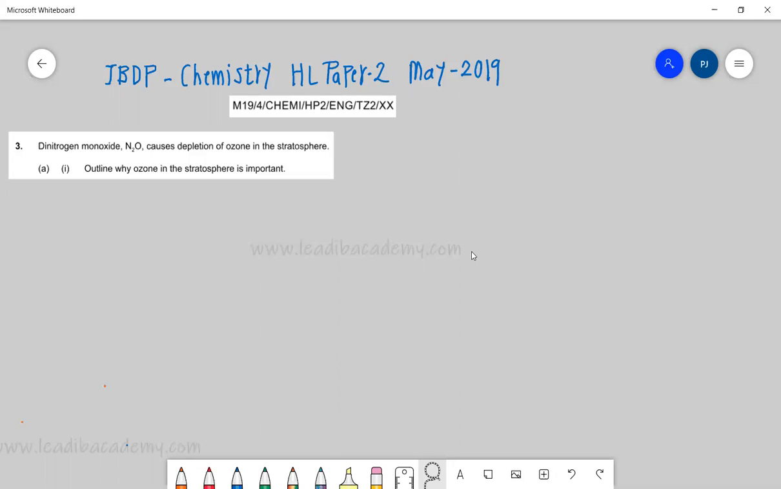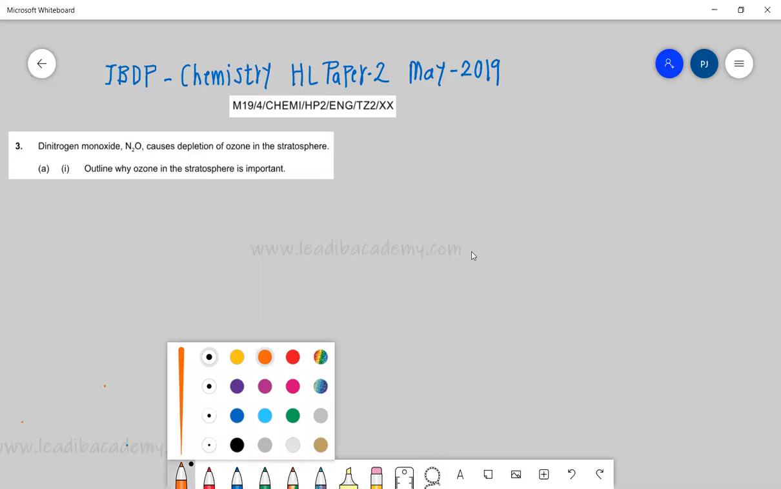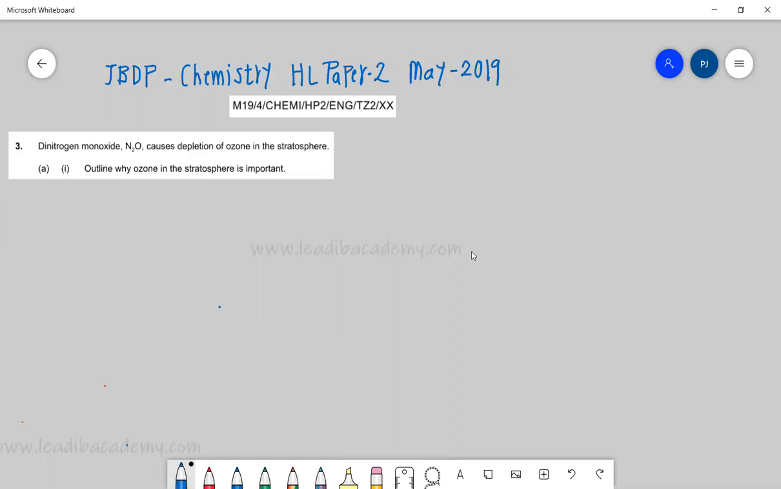Anyways, now let's look into this interesting question. 3A1. The question is being asked: dinitrogen monoxide causes depletion of ozone layer in the stratosphere. Outline why ozone in the stratosphere is important.